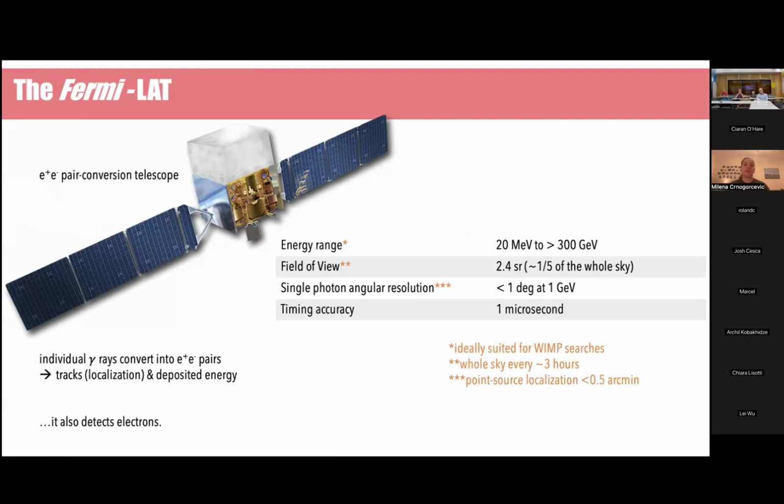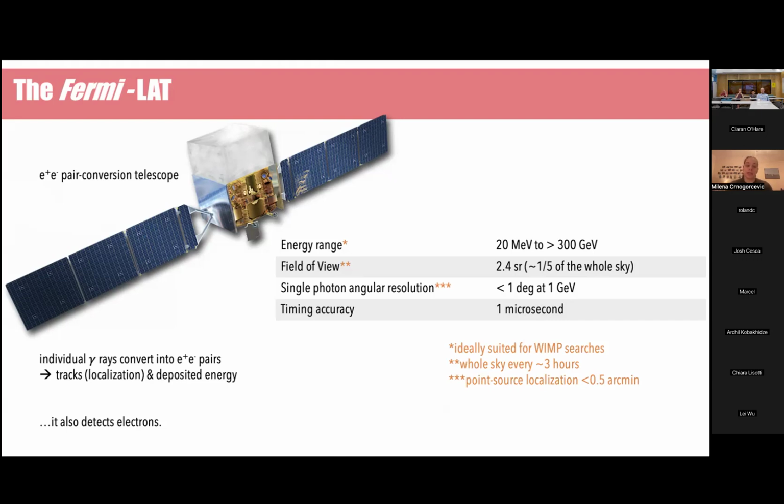The energy range covered by Fermi-LAT spans about 20 MeV to 300 GeV, which is ideally suited for WIMP searches. The field of view is about a fifth of the sky at any time, and it covers the entire sky about every 3 hours. The single photon angular resolution is about 1 degree at 1 GeV, but what we really care about is the point source localization, which goes down to less than 0.5 arc minutes for a point source, which is unprecedented for a gamma ray detector of this kind.